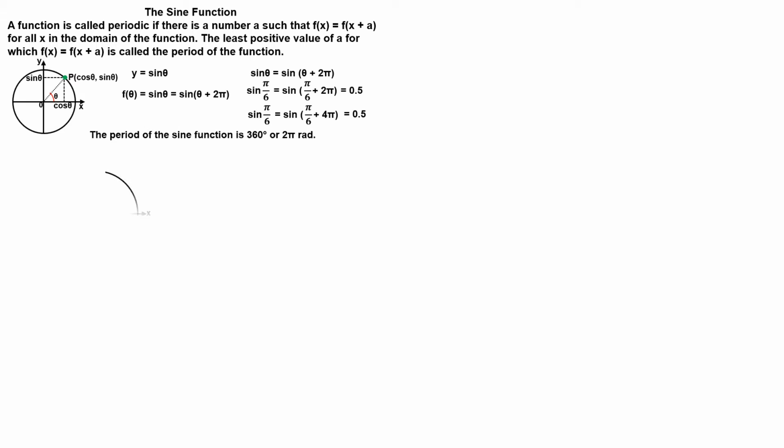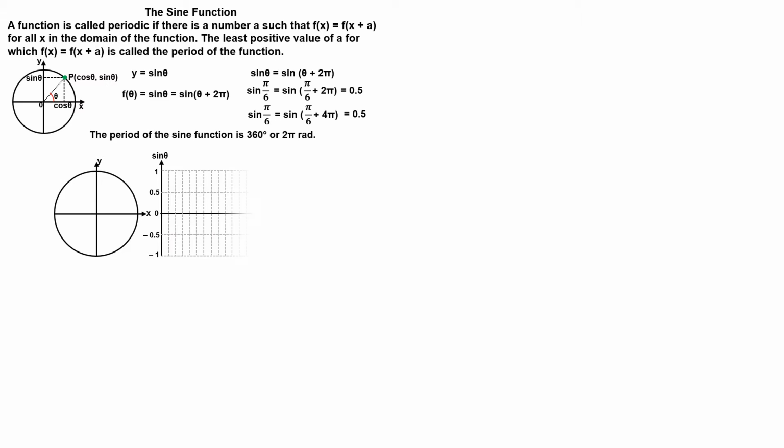We thus get a correspondence between the y-coordinates of points on the unit circle and the values of f of theta equals sine of theta. The simplest way to understand the sine function is to use the unit circle. To graph the sine function, the horizontal axis shows the values of theta and the vertical axis shows the values of sine of theta. We project the values of sine of theta from the unit circle to the x-axis to get the graph of f of theta equals sine of theta. It starts at the origin and moves up and down based on the values of sine.